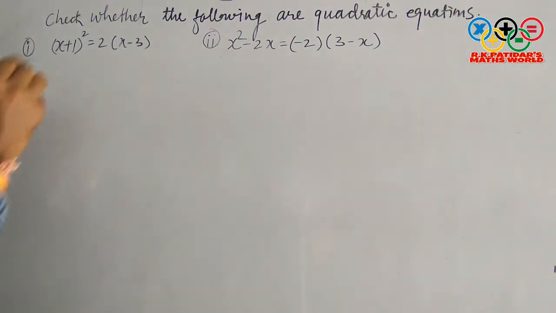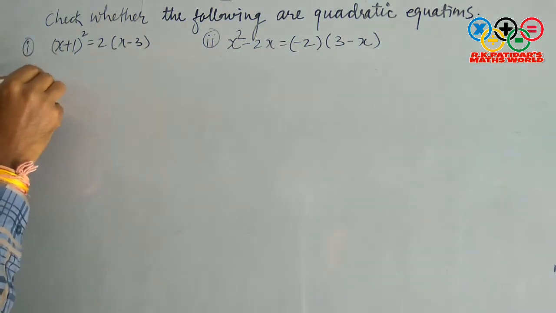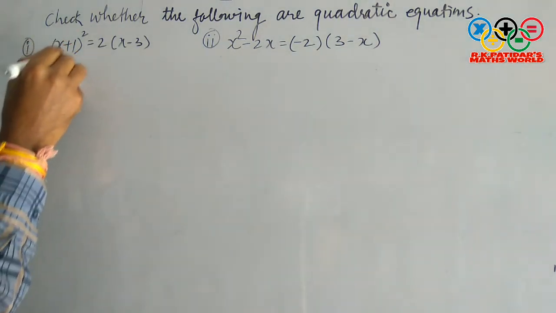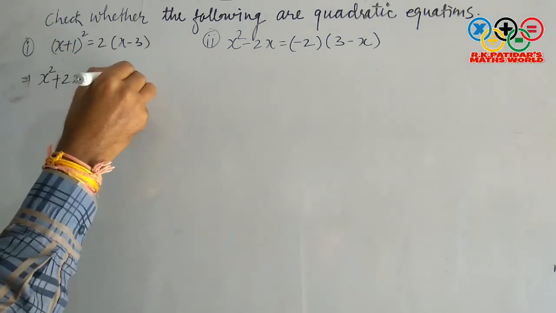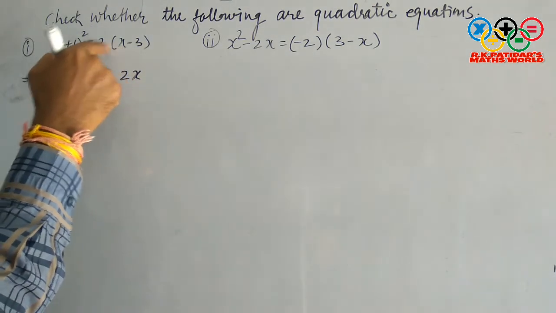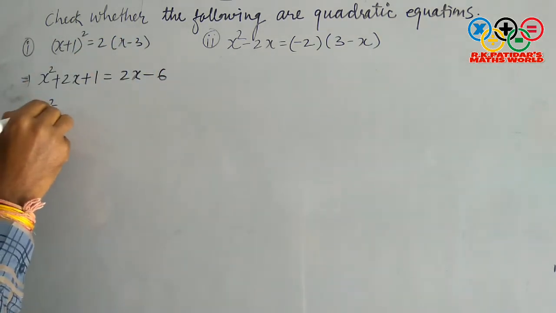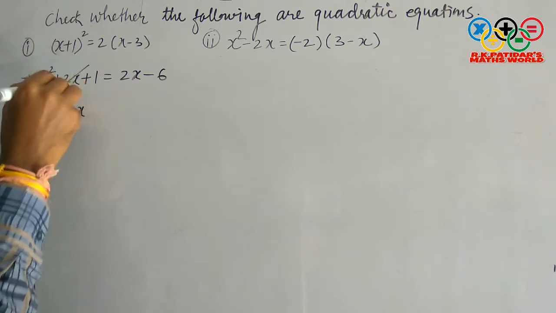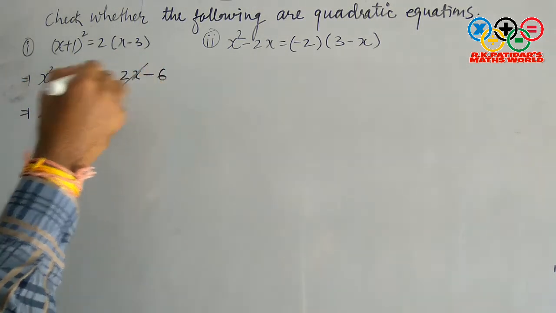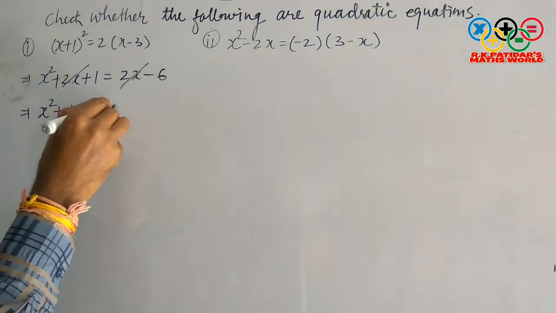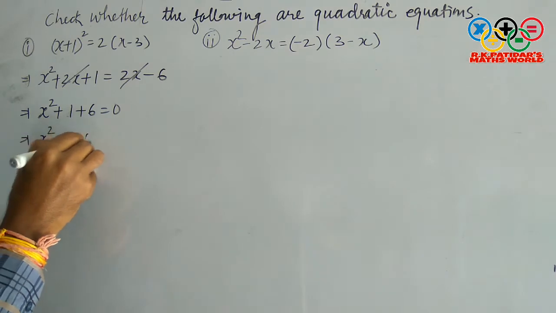See, using (a plus b) whole square, it is a square plus 2ab plus b square, that is, 1 is equal to 2 into x, 2x, and 2 into 3, minus 6. X square plus 2x, and 2x is cancelled. What is remaining here? Only 1. Transpose 6 here, it is plus 6 is equal to 0. X square plus 7 is equal to 0.